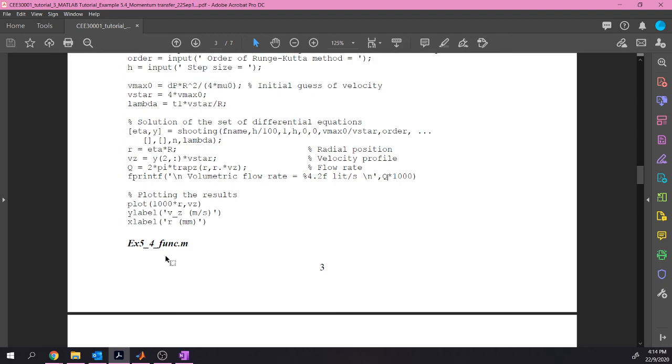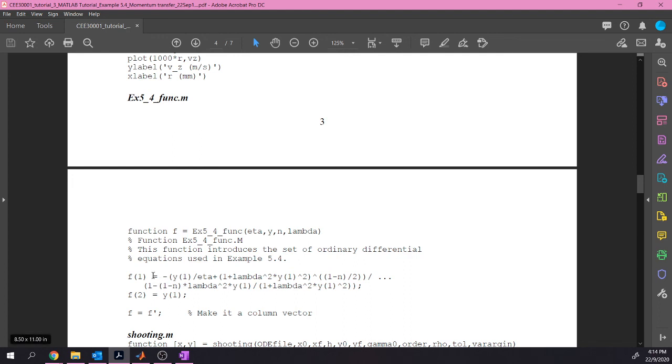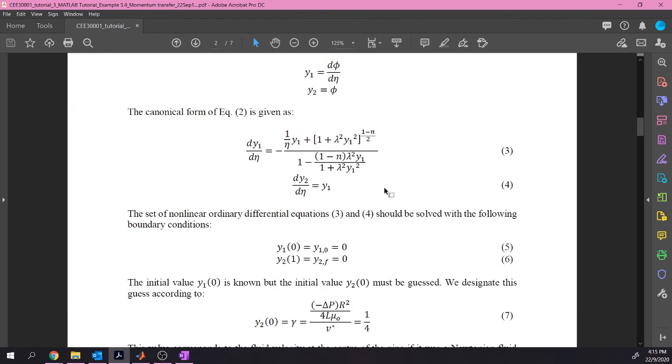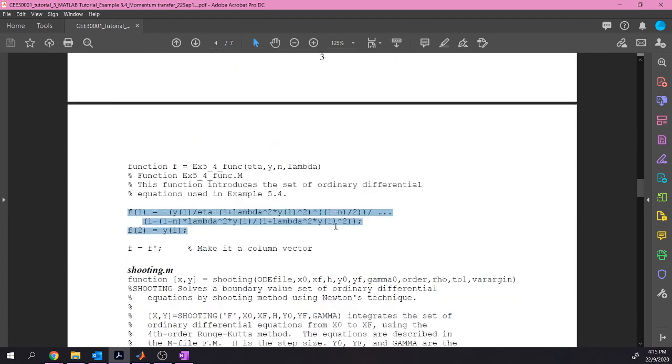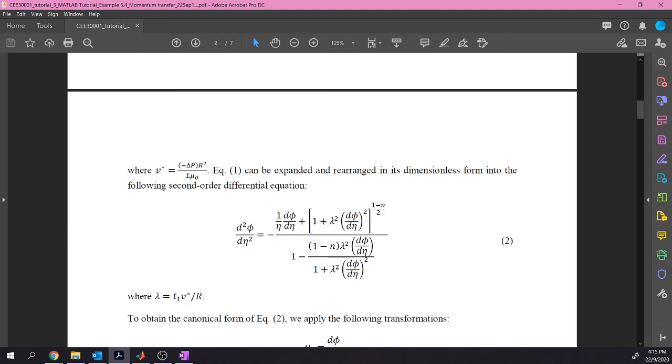Then we have your M file containing the set of differential equations. So we are using this set of differential equations, which is equation 3 and equation 4. So dy1 over d eta and dy2 over d eta, these two equations come from equation 3 and equation 4. Then we'll make it into a column vector. So the shooting file is given, as well as the Runge-Kutta method file. Then we'll transfer this problem into MATLAB and call out the MATLAB program to solve for the volumetric flow rate, as well as for the velocity profile.